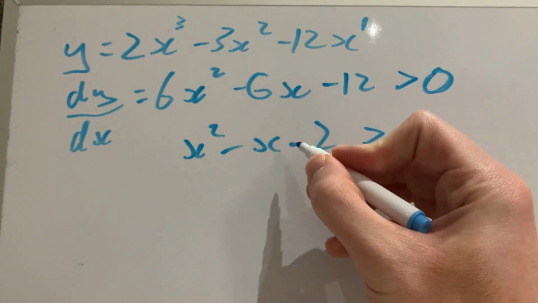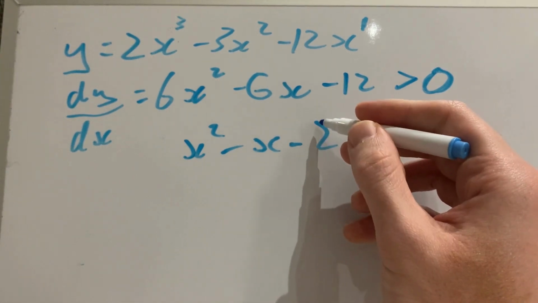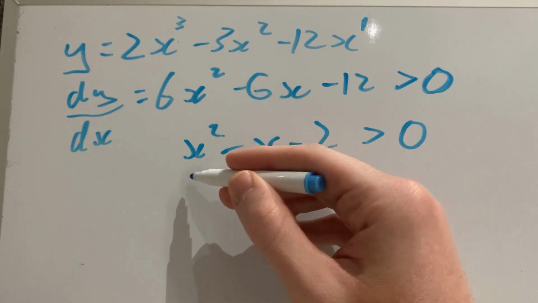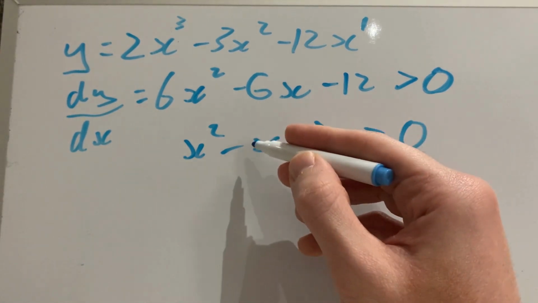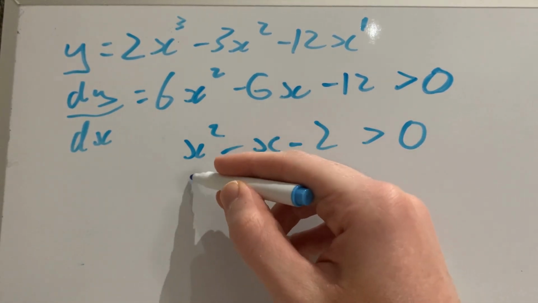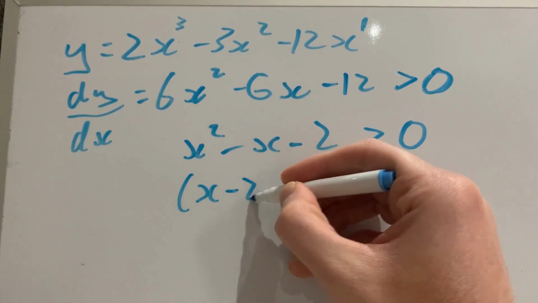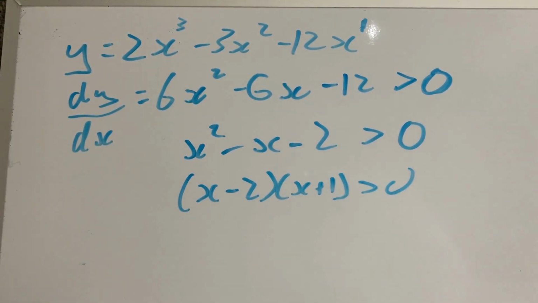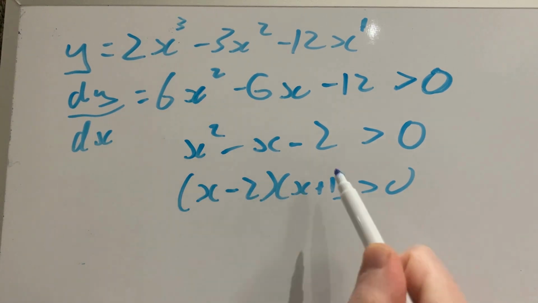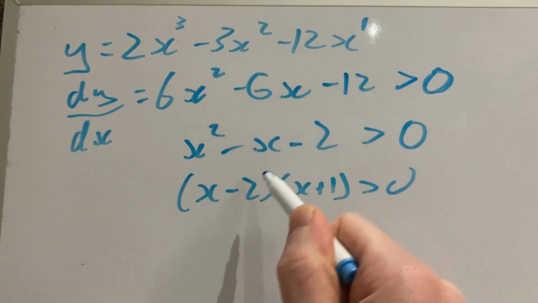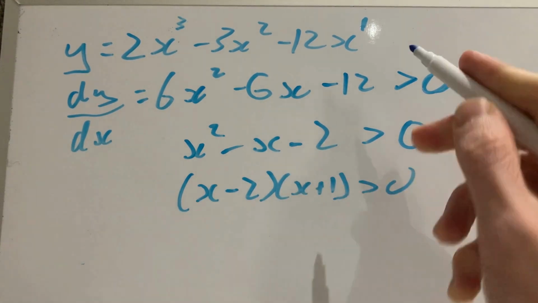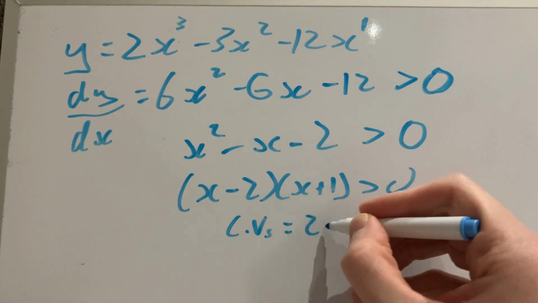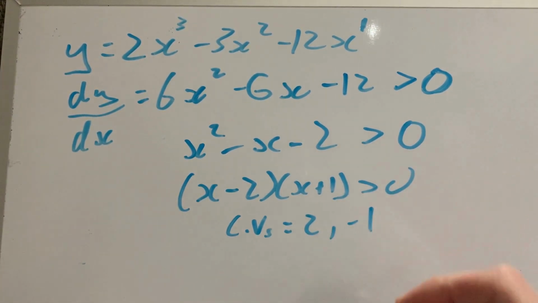So we're going to want to find our critical values here. So this looks like it can be factorized. So we've got a minus 2 here, and we've got minus 1 as the coefficient of the x. So we're going to want a 2 and a 1. And since we've got a negative x, we're going to want the 2 to be the negative guy. So we've got x minus 2, x plus 1 greater than 0. And just checking, we get x squared minus 2x plus x. That gives us minus x. And then minus 2 times 1 is minus 2. So that's right. So our critical values, our CVs, are 2 and minus 1.